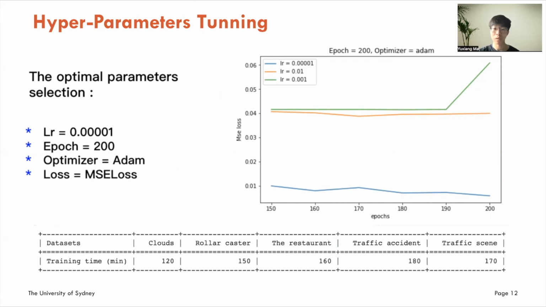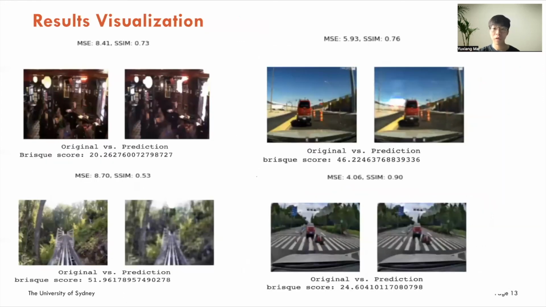even lower than 0.01. The table below also displays the training cost for each dataset, with the average training time around 160 minutes. The following images are model outputs based on the set parameters in different scenes. Among all the evaluation metrics, the prediction in the traffic accident scene on the bottom right shows the best performance with the lowest MSE score and the highest structural similarity score of 0.9. The rest of the predictions have a similar MSE score around 7.5 and also 0.75 in structural similarity.